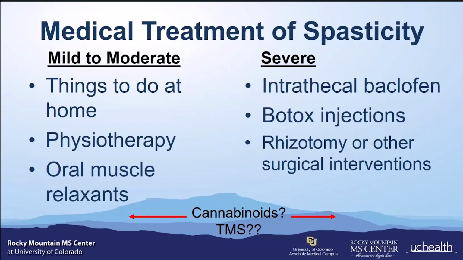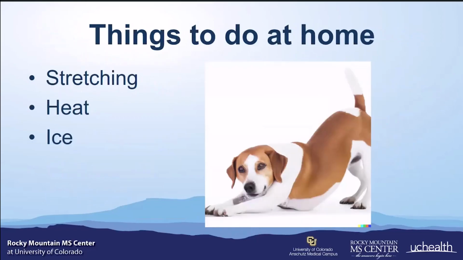We have things to do at home, physiotherapy or rehab, oral muscle relaxants or pills. And then when it gets more severe, intrathecal baclofen, Botox injections, and then potentially surgery, including things like rhizotomy. And I'll get into all of these. So, things you can do at home.